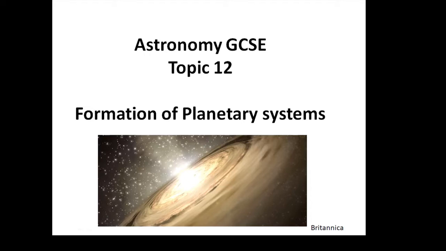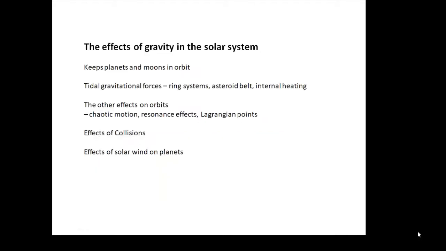Astronomy GCSE Topic 12, Formation of Planetary Systems. Now, basically, the first big chunk of Topic 12 is about the effects of gravity in the solar system.